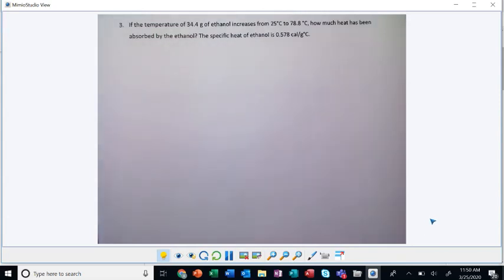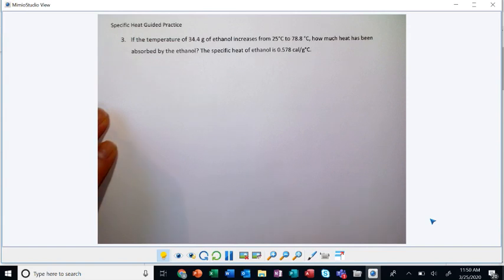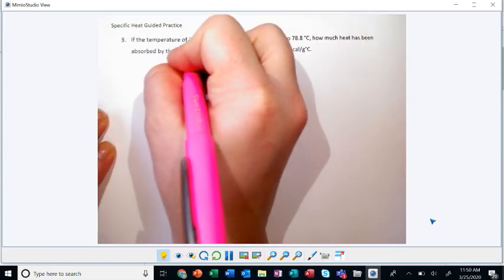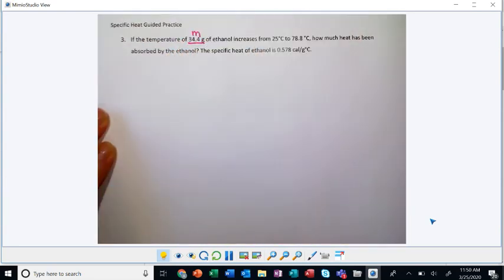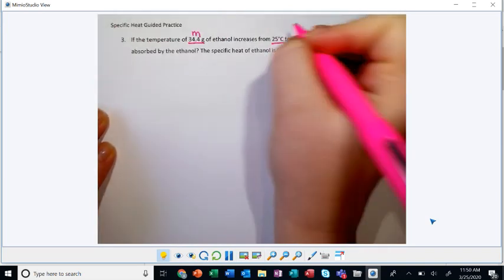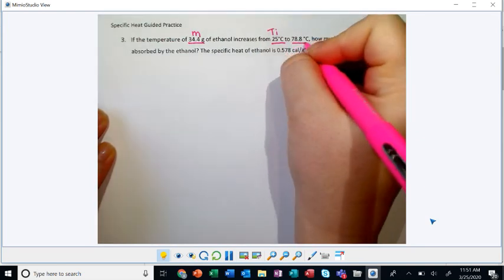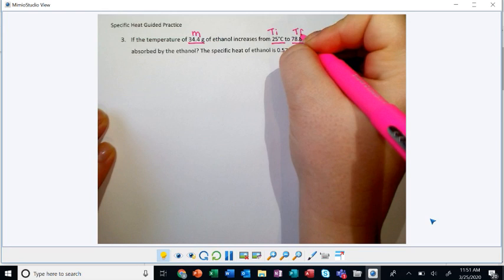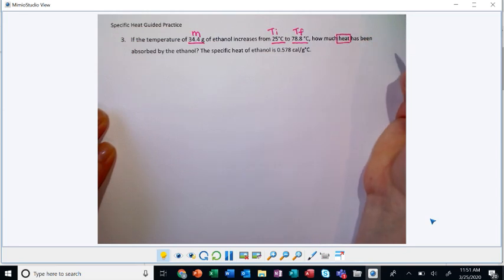Moving on, here is our number 3 guide practice 4. Again, we are dealing with specific heat. So if the temperature of 34.4 grams, measured mass, so that is my M, of ethanol increases from 25 degrees Celsius, that is my Ti, my initial temperature, to 78.8 degrees Celsius, that is my T final, I want to know how much heat has been absorbed by the ethanol.